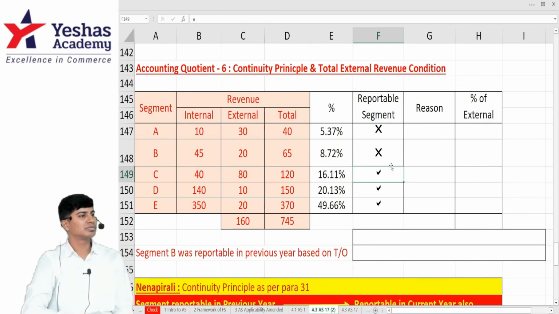Say something. Come on, copy. I've given one reminder there. What does it say? Continuity principle as per para 31. What does para 31 say? Segment reportable in previous year based on 10% threshold is reportable in current year also, even if it doesn't fulfill 10% threshold.